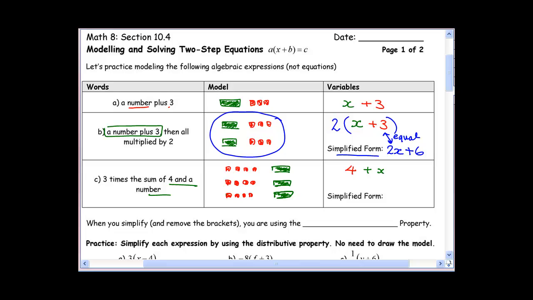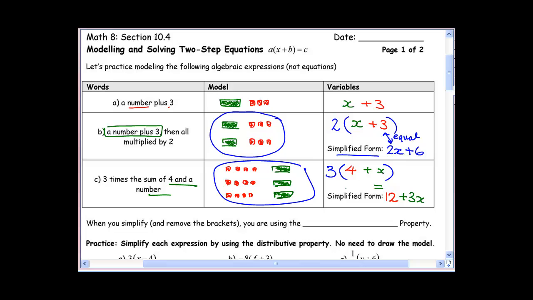And to show 3 times all of this, I'm going to use those brackets again. So bracket, put a 3 in front. And if I ask you to simplify this in simplified form, look at the picture now. What do we have? How many little red squares do we have? 12 of them. Very good. How many x's do we have? 3 of them. So the simplified form is 12 plus 3x. So that bracket is equivalent to 12 plus 3x.